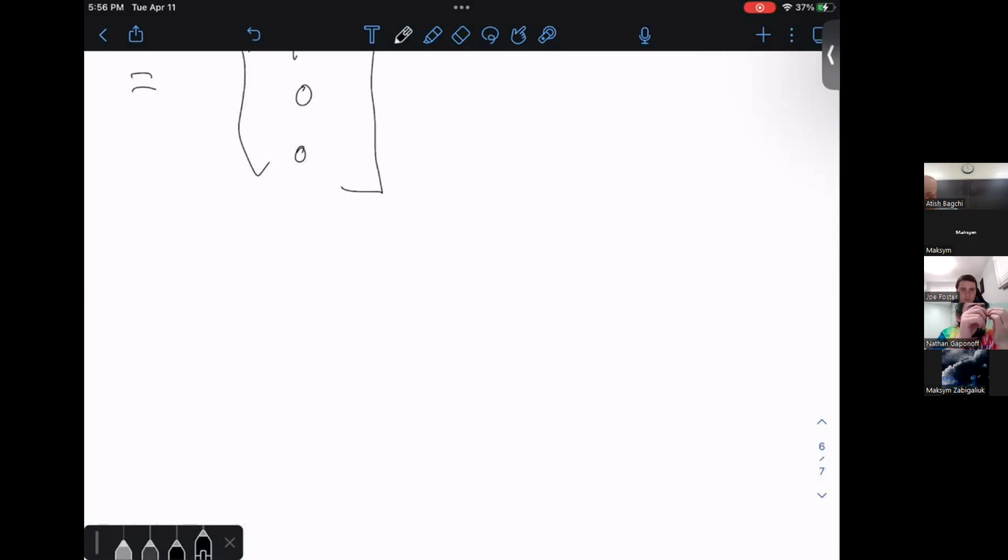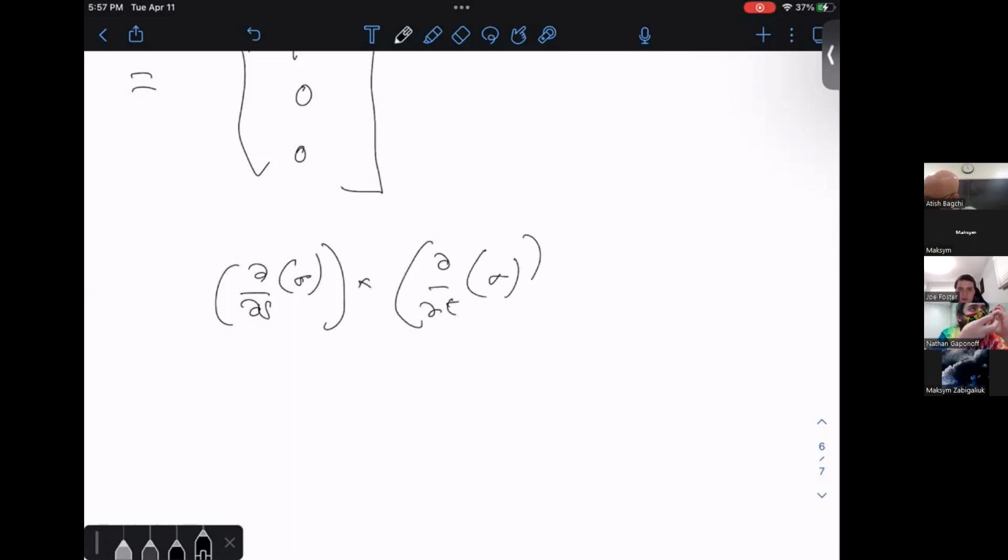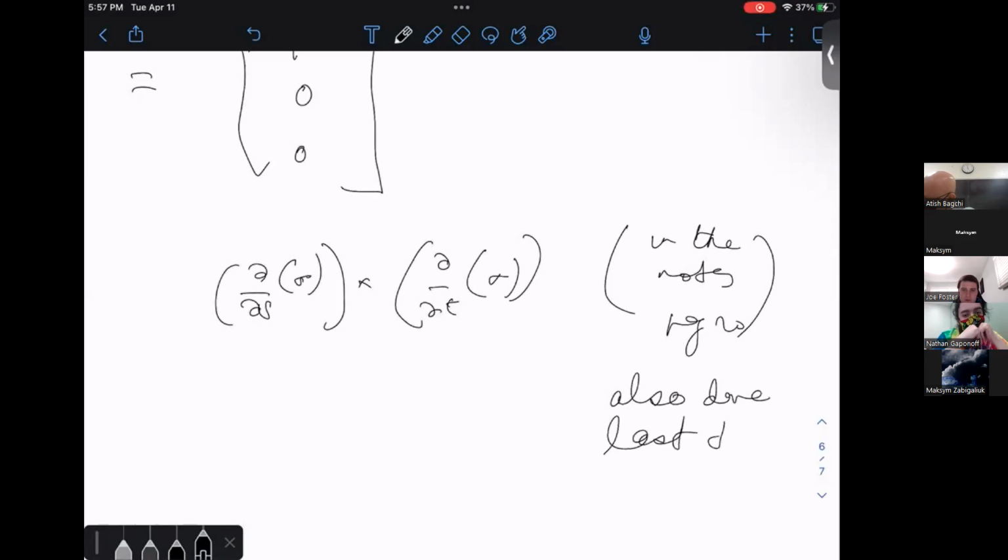The normal, okay, del s sigma cross del t of sigma, which is worked out in the notes, page 20, also done last time. That turns out to be equal to 1, 1, 1.